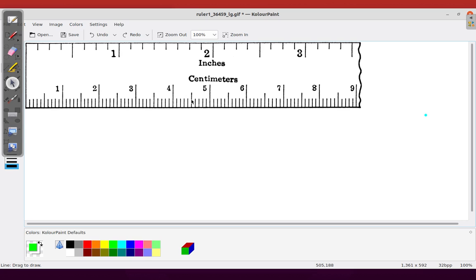Now, what we'll do in the next video is look at a measurement that is derived from lengths, and that is called the area. So we'll leave that until our next video.